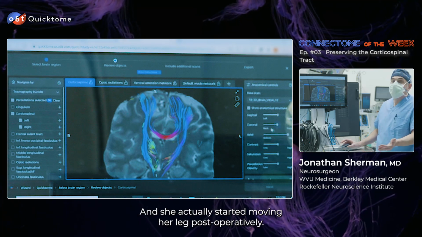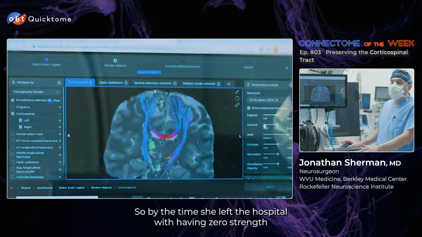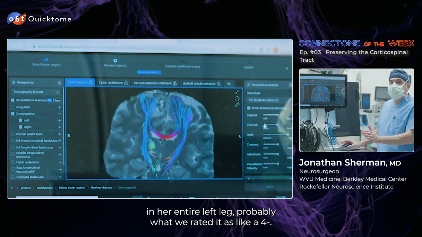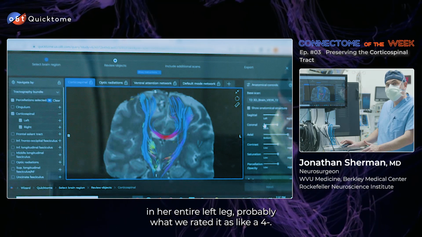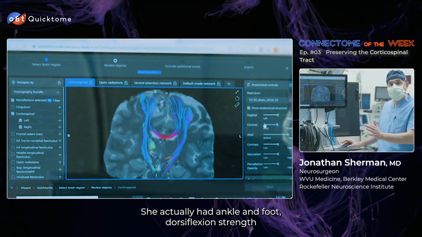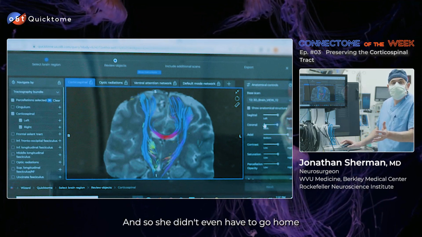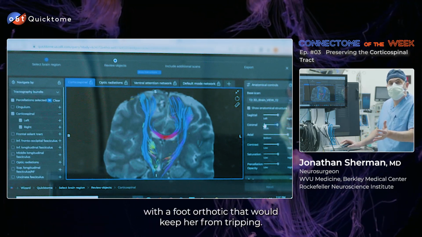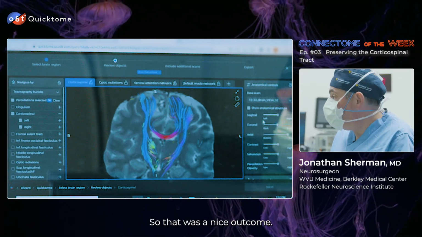And she actually started moving her leg post-operatively. So by the time she left the hospital, having had zero strength in her entire left leg, she probably, we rated it as like a 4-. She actually had ankle and foot dorsiflexion strength where she could move her ankle and not trip. And so she didn't even have to go home with a foot orthotic that would keep her from tripping. So that was a nice outcome.